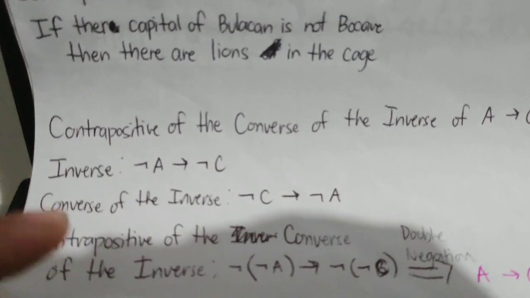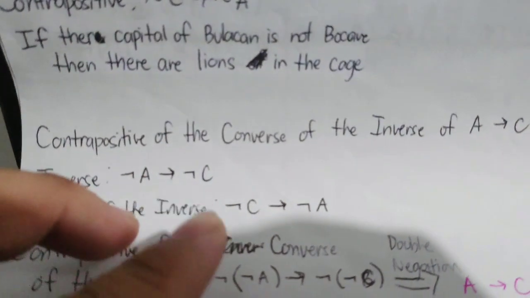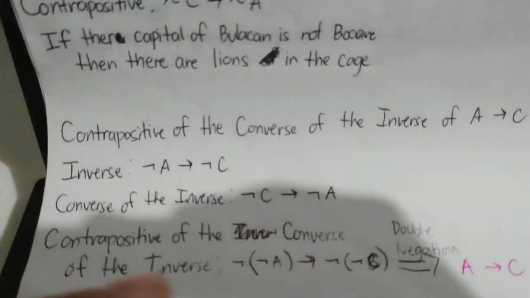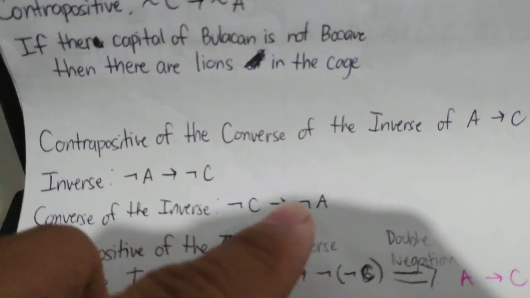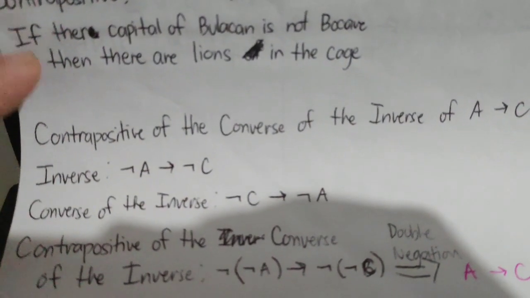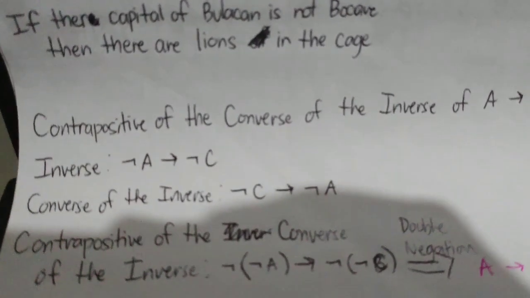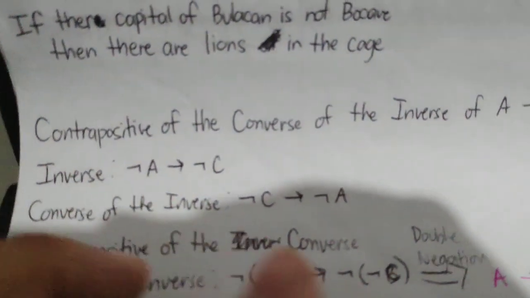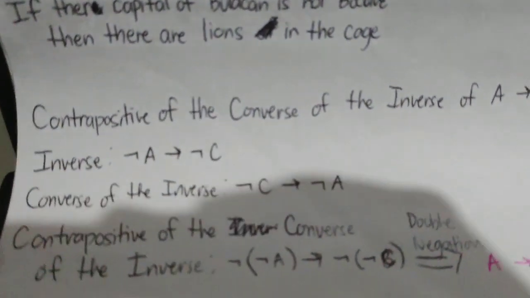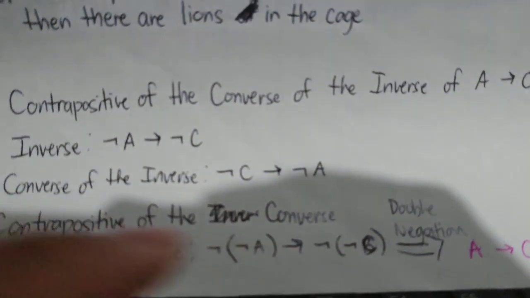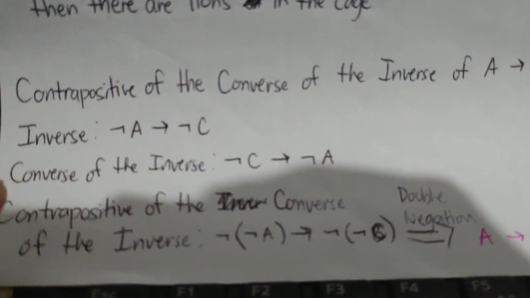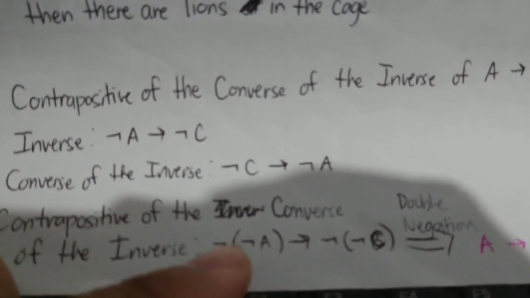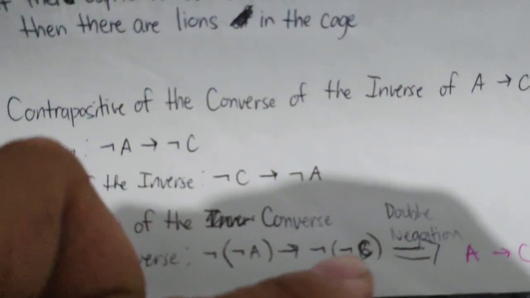Now for the converse of the inverse, you will just switch the position of the negation of A and the negation of C. So the converse becomes the negation of C implies the negation of A. And the last will be the contrapositive of the converse of the inverse. So from the negation of C implies the negation of A, you will switch the two. So it will become the negation of A implies the negation of C. But since you are getting the contrapositive after switching them, you will negate them. So you have the negation of A implies the negation of C.